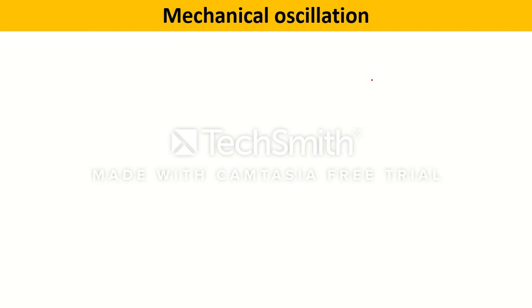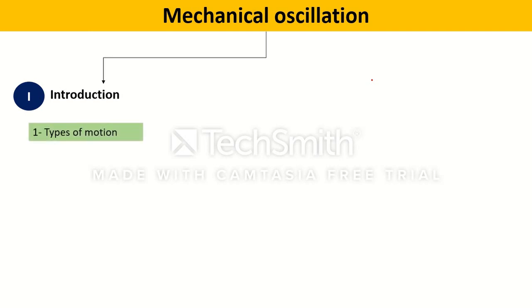So our lesson is mechanical oscillation. We'll talk about these topics. First, we'll do an introduction to do a revision about the types of motion, which are translation, rotation, and random. Now, our aim is to talk about the oscillation here, oscillatory motion.